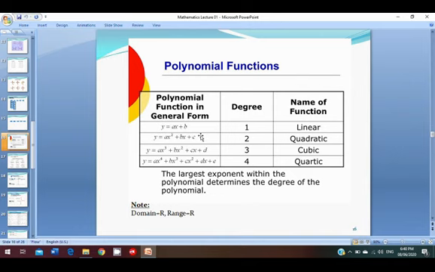Then the highest power is 3. So it's a degree 3 polynomial and it is known as a cubic equation. And the last one, where the highest power of x is 4, is a degree 4 polynomial, and that's why we call it a quartic function. But in all types of functions which are polynomials, the elements which we use as a domain are all real numbers. It means the domain of a polynomial function is from minus infinity to plus infinity in open interval, and the range is also real numbers.